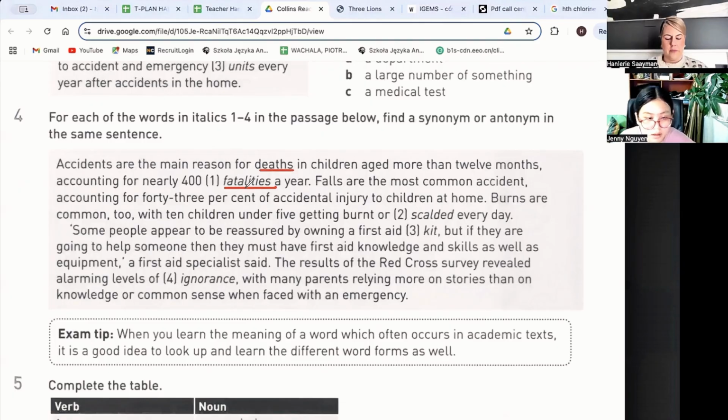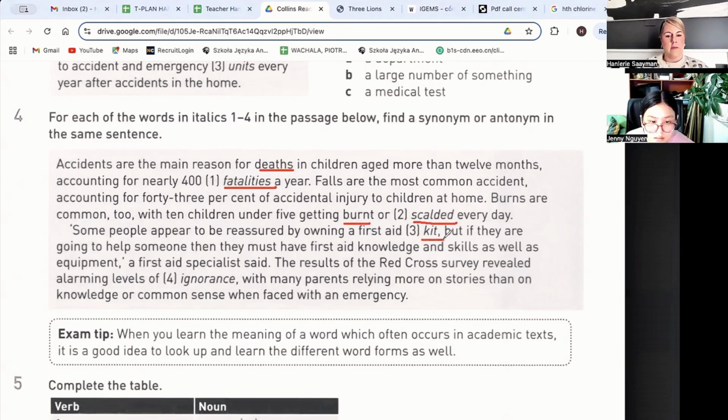I'm trying to find one. So what does it mean? What is the opposite of death? Alive. Yeah, alive. Guys, let's quickly do the synonyms first. Okay, and then the next one, what is scalded? Burnt. Burned, yes.